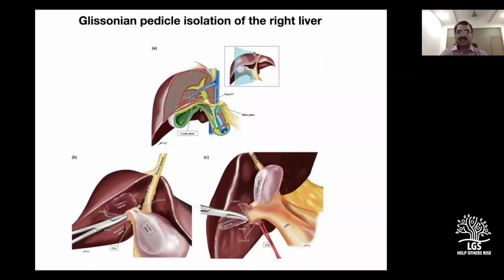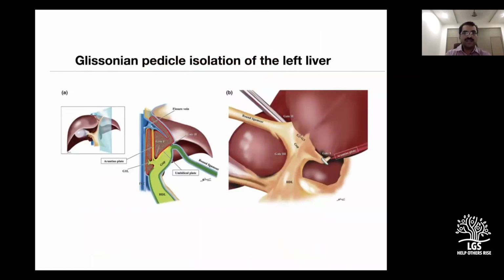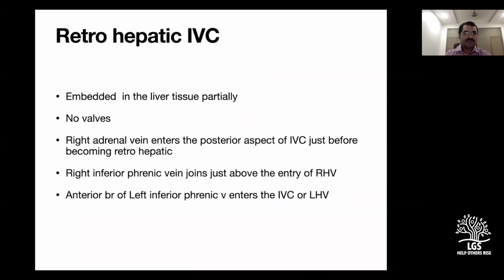These are the Glissonian pedicle isolations for the right liver, where there are weak points described in the literature. You can access this pedicle at these weak points. This is a very important step when you plan laparoscopic liver surgeries, because in laparoscopy, dissection at the hilum is a difficult process. So if you identify the Glissonian pedicle to the individual segment, you can do laparoscopic surgery easily. During surgery, you can use vascular staplers to ligate the Glissonian pedicle. So this is the left liver Glissonian pedicle described.